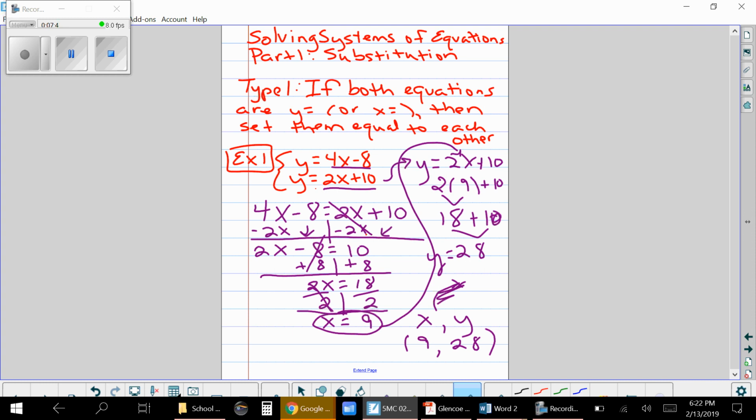So you can see why most of us prefer to use algebra to solve a system of equations, because this would be an awfully big graph that we would have to make in order to find the point (9, 28) where they intersect.